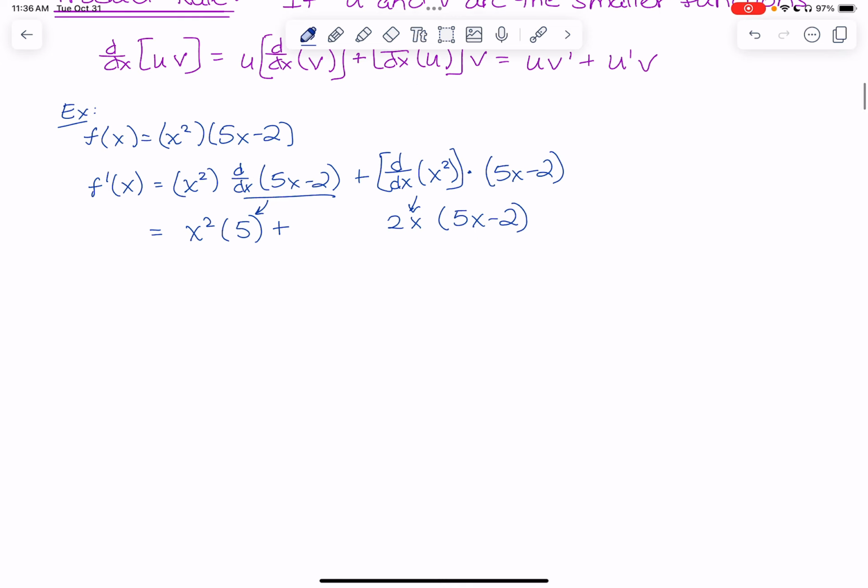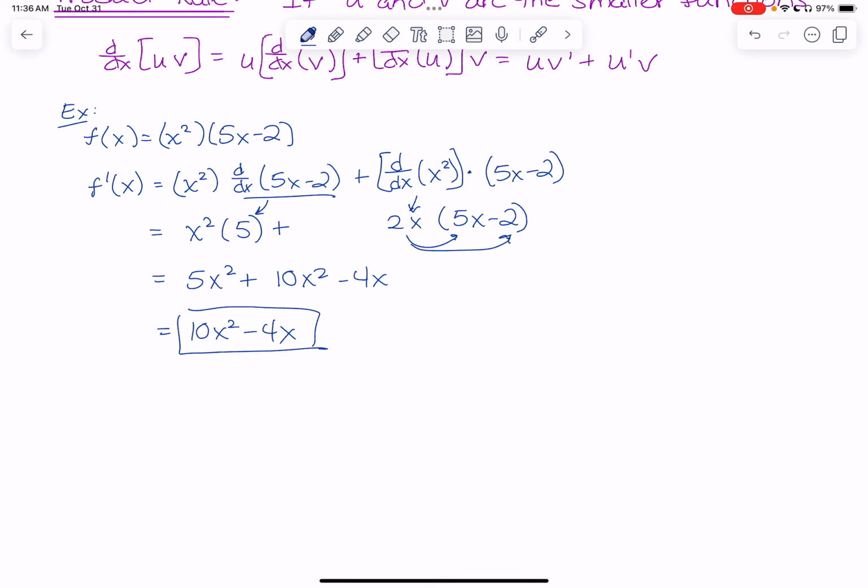All right, so if I clean this up a little bit, I'm going to get a 5x squared plus, and I'm going to distribute into each of these terms. So I'm going to get a 10x squared minus a 4x, right? And that's going to equal a 10x squared minus a 4x. And that's my derivative of f, okay?